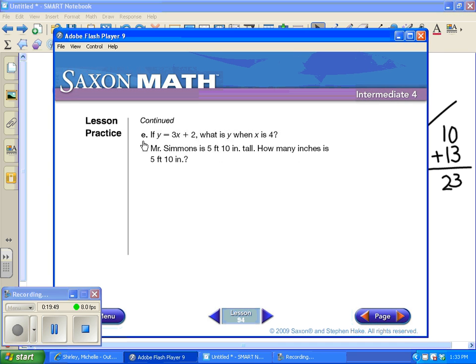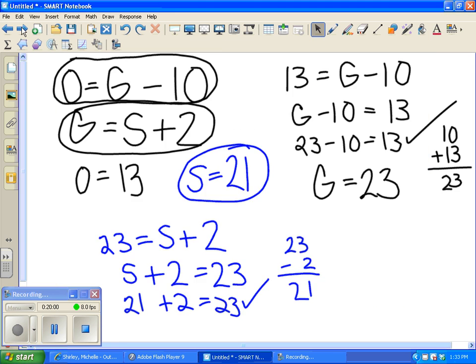Okay, here's some more algebra. If y equals 3x plus 2, what is y when x is 4? So we're going to write down this little problem first. Y equals 3x plus 2.